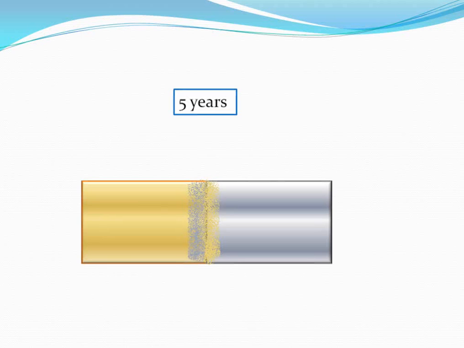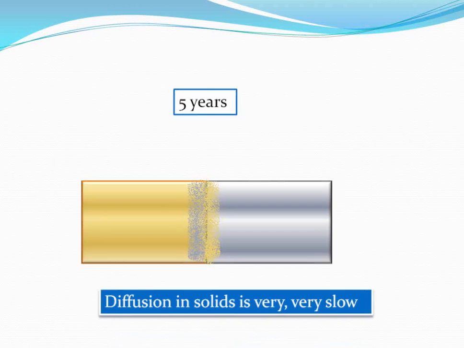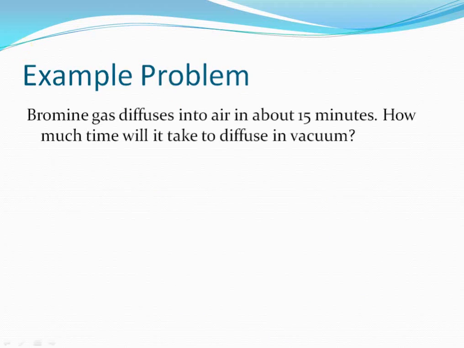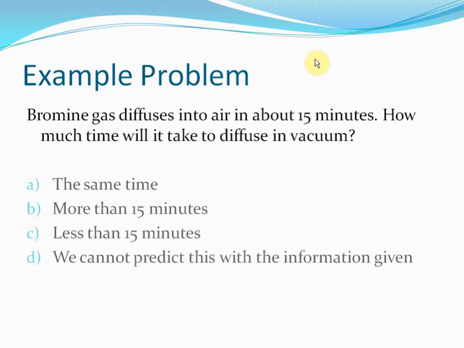Now that we've learned so much, shall we solve a problem? Let's. Bromine gas diffuses into air in about 15 minutes. How much time will it take to diffuse in vacuum? The same time? More than 15 minutes? Less than 15 minutes? We cannot predict this with the information given. Which option is correct here? Can you think of the right answer?